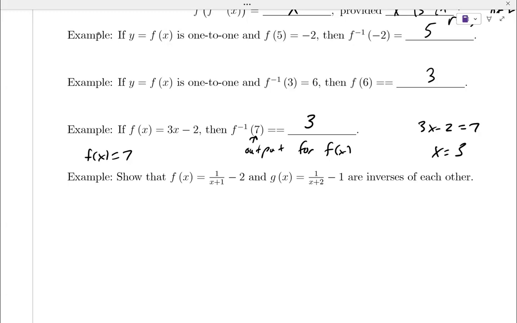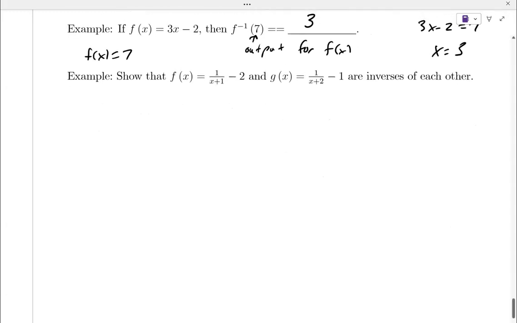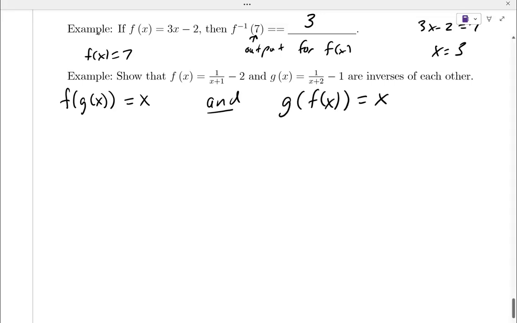Questions on that one? All right. This last one is asking us to show that they are inverses of each other. What this is asking us to do is show that they really do undo each other. So it's asking you to compose the two functions and see that they really do undo each other.